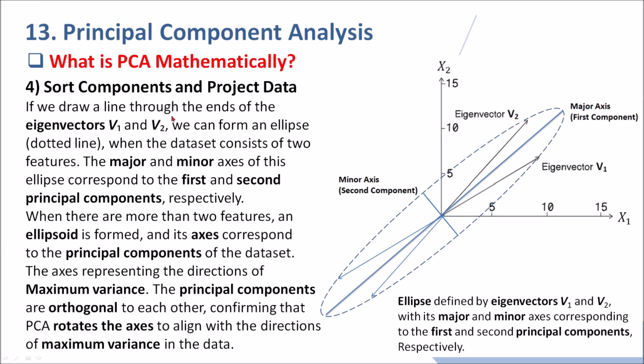If we draw a line through the ends of eigenvectors 1 and 2, we can form an ellipse, namely this dotted line, when the dataset consists of 2 features. This ellipse passes through the first endpoint and the second endpoint. Now, the major and minor axes of this ellipse correspond to the first and second principal components respectively.